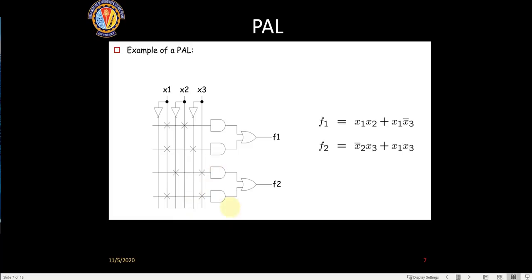In the net you will find numerous examples of PLA and PAL, and I have put a few examples in the tutorial also. In Tuesday's tutorial we will discuss a few more. I'll put the questions early itself so that you can practice that. So for the exam point of view, you need to know how to put the crosses.